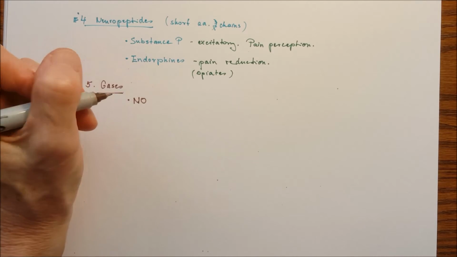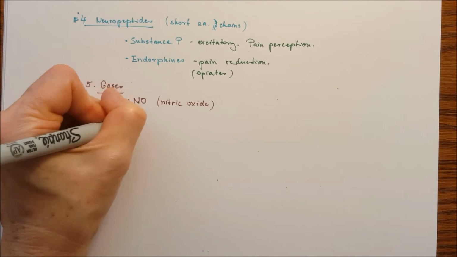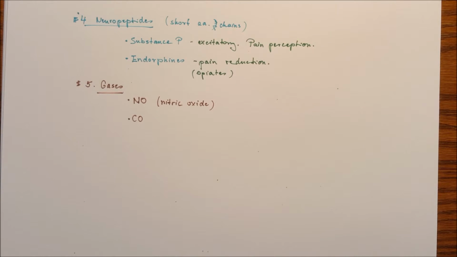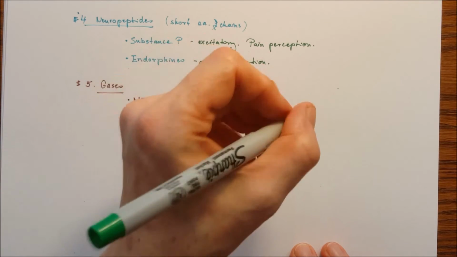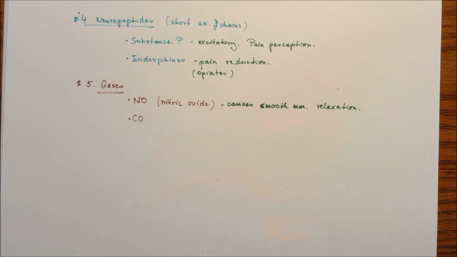The last group are the gases. Nitric oxide and carbon monoxide in small amounts. Nitric oxide causes smooth muscle relaxation, so it's going to lower the blood pressure.